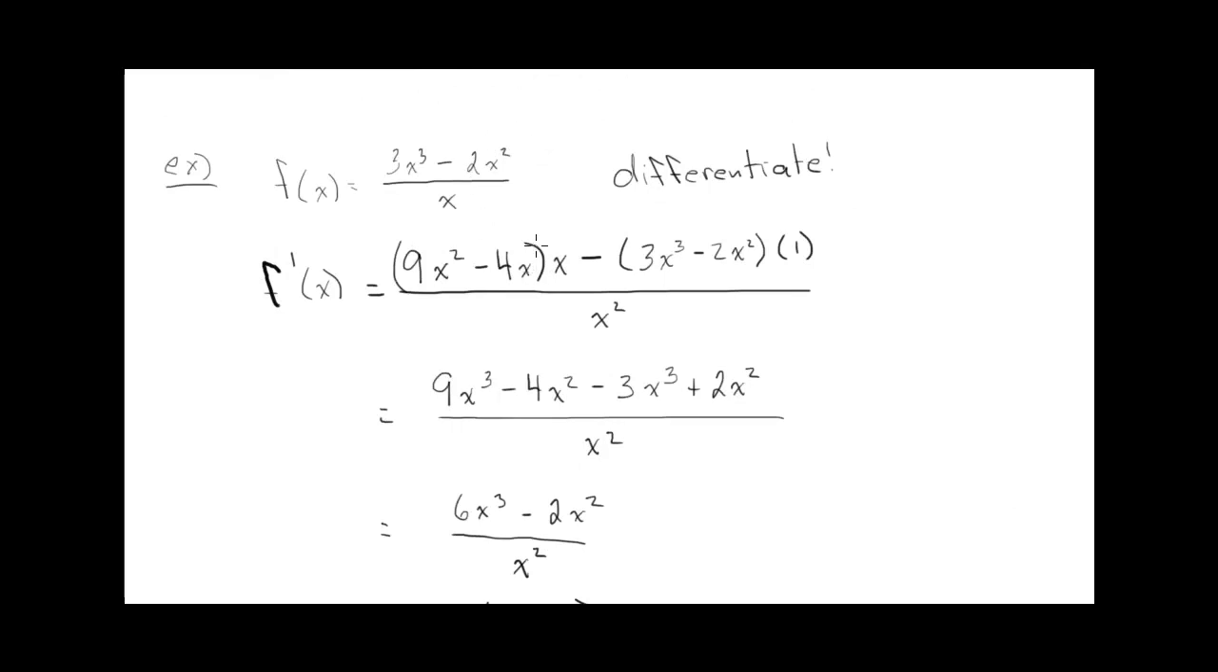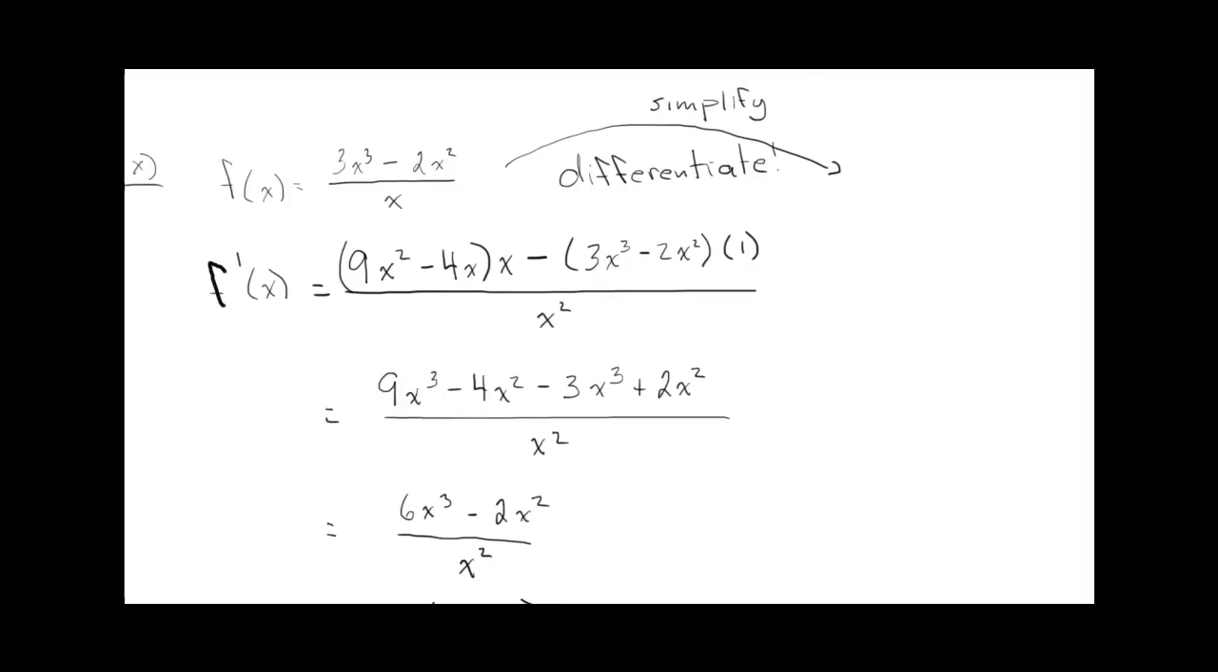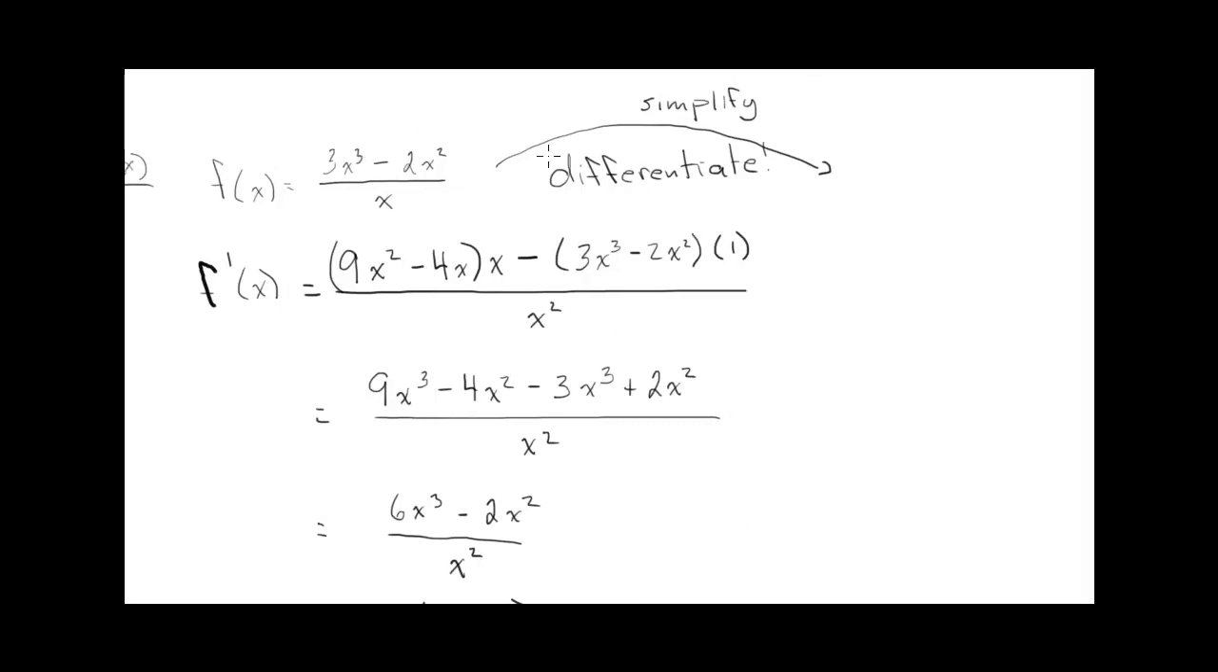Now, some of you might have looked at this and said, why would you do the quotient rule when you could just simplify first, or reduce? Simplify or reduce, whichever you want to call it. So if I were to reduce that, notice there's a common factor of x on the numerator. So x, so we have 3x squared minus 2x, all divided by x.